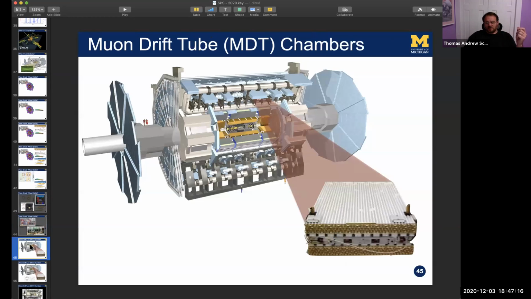The other project here at Michigan is the next phase of this, which is basically upgrading the other parts of the Muon spectrometer, which is everything in blue, all the stuff in blue.